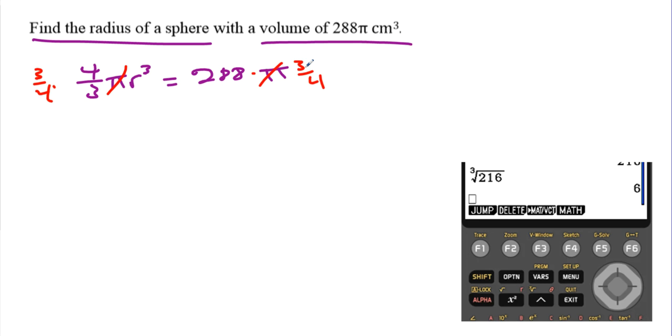So you're dividing by 4 and multiplying by 3. I did that in the handy dandy calculator, and I got r is equal to 6. Okay? And that's all you're looking for. If they ask for surface area, you plug that back into the formula.